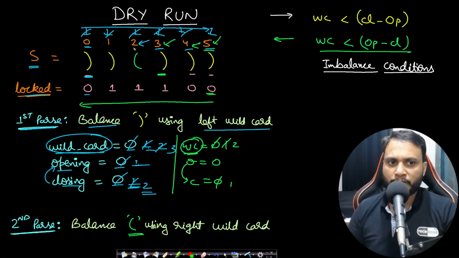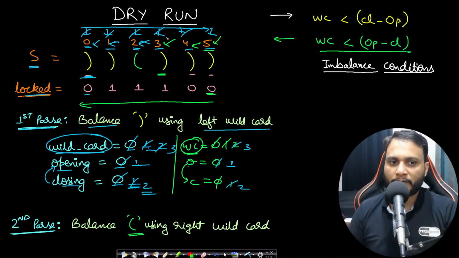Now I will be moving to index 2, and this is an opening bracket. So the opening count will increase by 1. Again you check opening minus closing is less than or equal to the wildcard count. So it is fine. I'll be moving to index 1, and again this is a closing bracket. Again you check opening minus closing is less than or equal to the wildcard count. So it is fine. And this is a wildcard, so I will be adding 1 to the wildcard count.